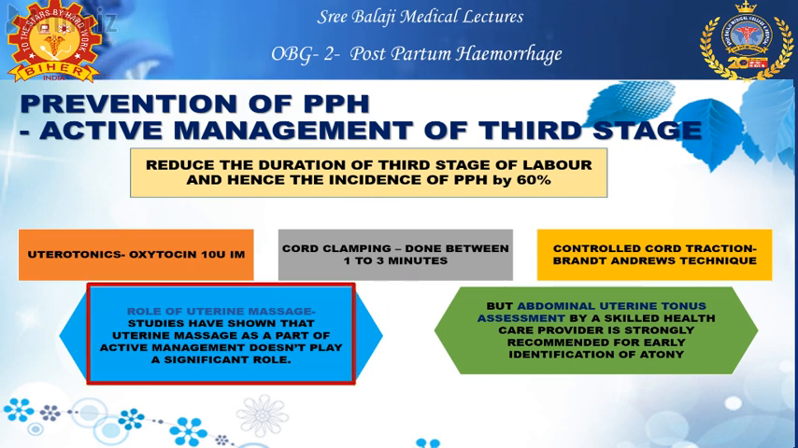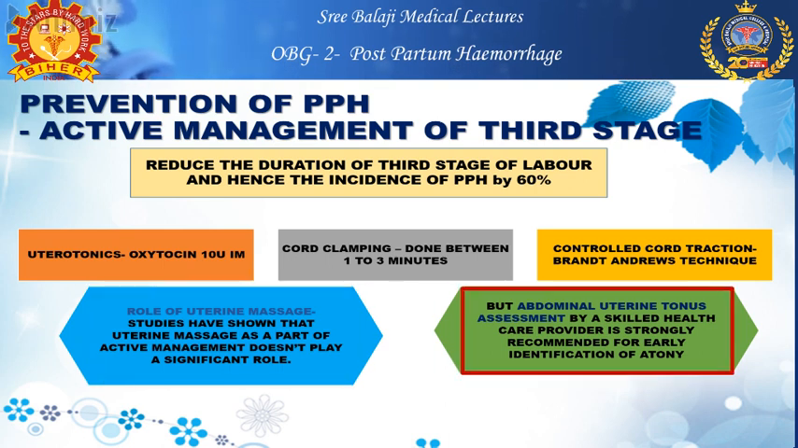Previously, uterine massage was a component of active management, but studies have shown that uterine massage as a part of active management doesn't play a significant role in reducing PPH. But abdominal uterine tonus assessment by a skilled healthcare provider is strongly recommended for early identification of atony.